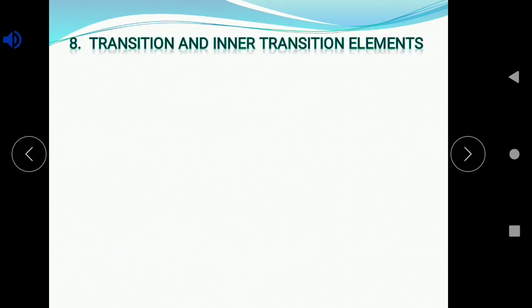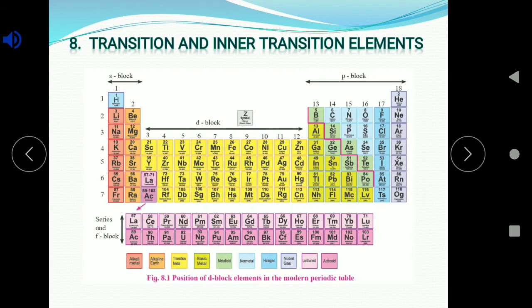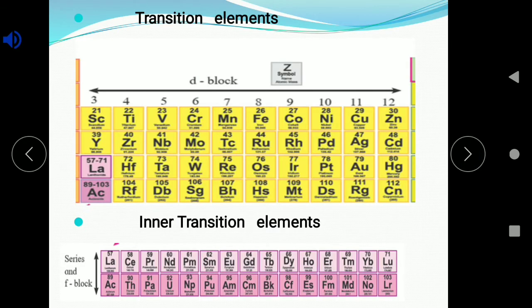As you all know, we have started with the 8th lesson of your syllabus, that is transition and inner transition elements. We call them D block elements and F block elements. In the previous session, we started with transition elements, that is D block elements, and we learned about the position of these elements and their electronic configuration. In short, we were introduced to transition elements in the previous session.